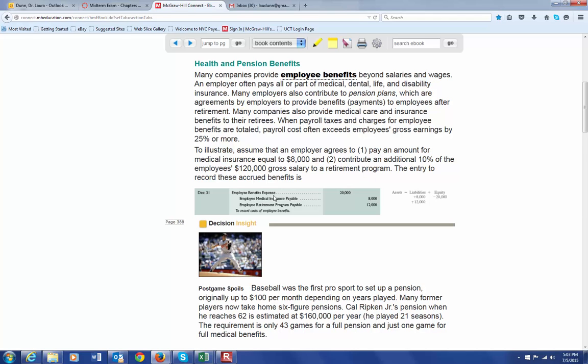So to record this, employee benefit expense is $20,000, so you're putting the whole $20,000 into an expense account, and then you're going to put $8,000 of it into a payable account, medical insurance payable, and then $12,000 into a retirement program payable account. But if this doesn't turn out to be the actual amount, if this changes for some reason, you'd have to go back and do an adjusting entry. But this at least gets it on the books that this is what you anticipate to be the expense for these employee benefits.